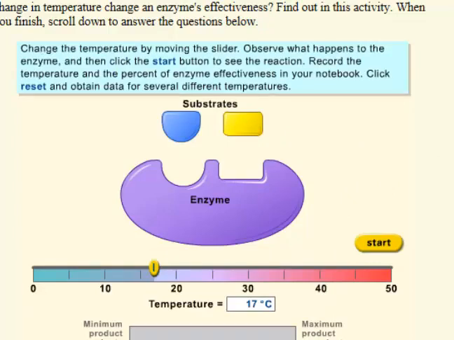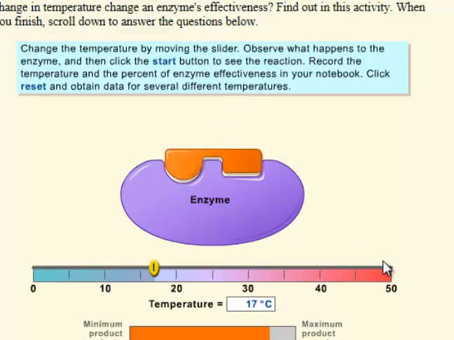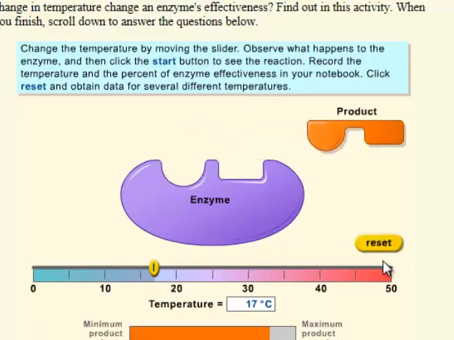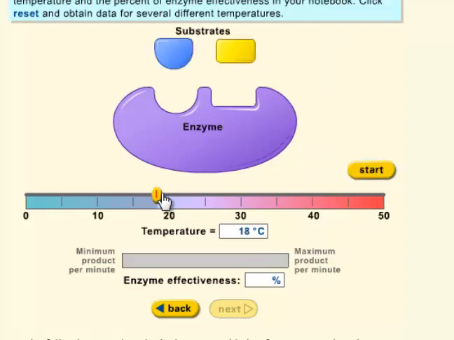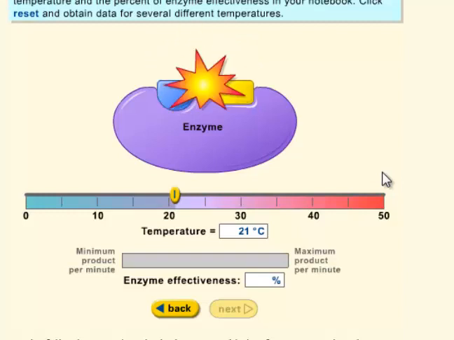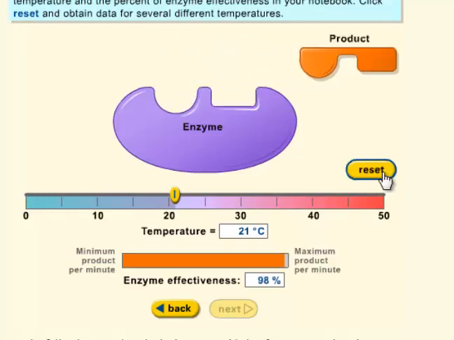So we can take a look at what will happen to an enzyme if it's not at optimum temperature. So here we are at 17 degrees Celsius, which is a little below where we would want to be if we were in the human body. So it's an 84% effectiveness if you are looking at an enzyme at this level. If we reset it and we go up to where normal human temperature would be, we're doing a little bit better. We're at 98%. So the normal human temperature is about 21 degrees Celsius, and there we're working at 98%.